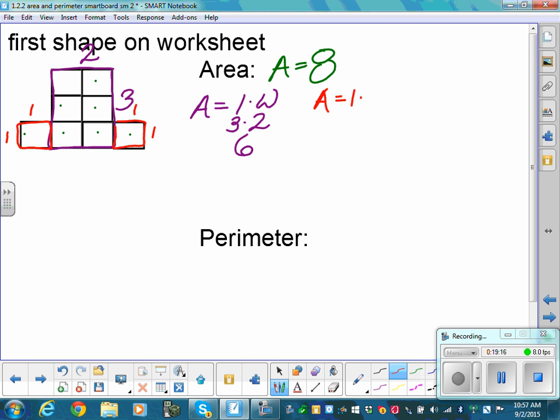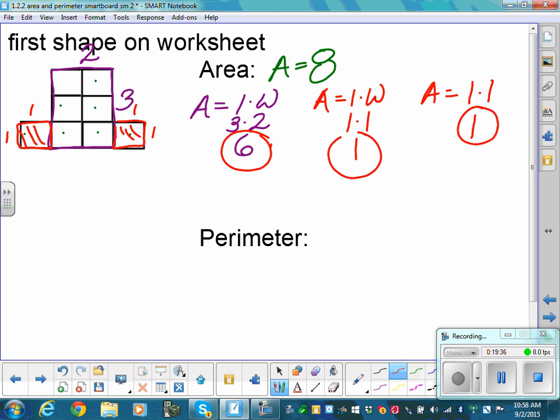Area is equal to length times width. What of this red box? What's the area? 1 times 1, which is 1. And then what's the area of the other one? 1 times 1, which is 1. So now can I add up those individual areas? Yeah. 1 plus 1 is 2 plus 6 is 8. Now some of you are thinking, that was a lot harder than just counting up the squares, and you're right, but we're thinking more advanced, and I'm trying to help you for later things.